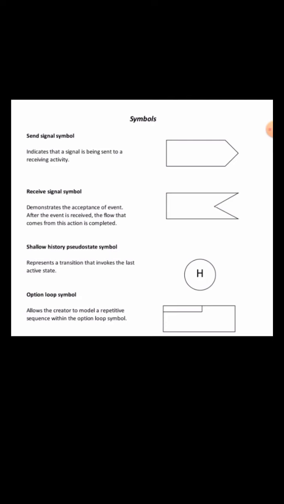So next, the option loop symbol allows the creator to model a repetitive sequence. So kasagara makita nato niya sa decision making sa atong workflow. So example, if ang user failed to comply sa atong flow, mabalik siya sa last nga step sa atong workflow. Mag-loop para jud siya always.